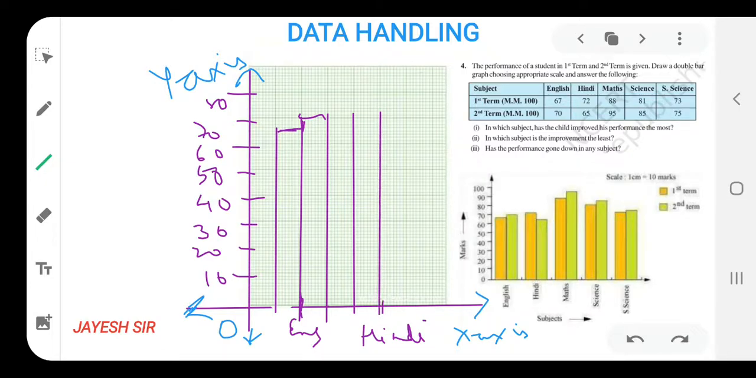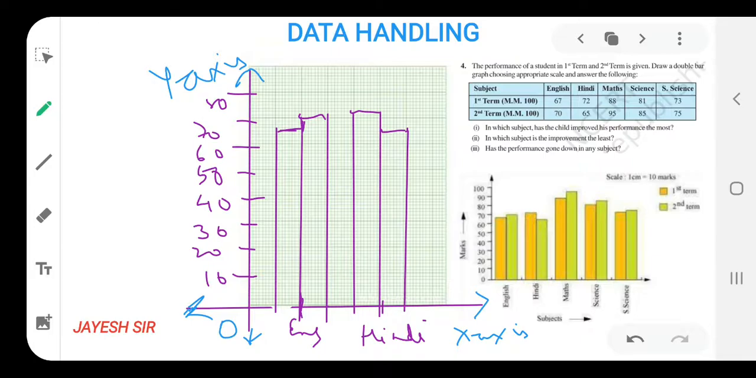Yes, this is for 72. Now for the next term, he has scored 65. So the line would be like this. Now we'll join and find that this is for 72 and this is for 65. I hope you all might be getting it, friends. This is for the 65.